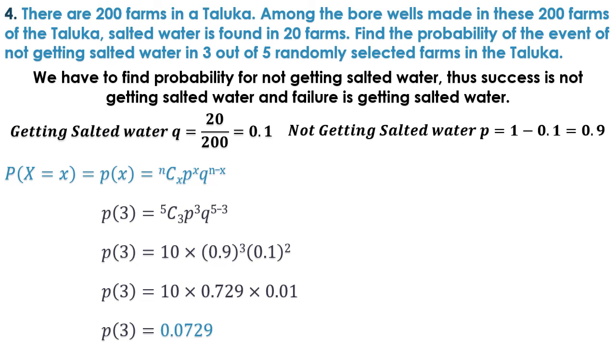Okay, the problem here, why this probability is so small, is that you are assuming that out of 5 selected farms you will get 2 farms with the salted water, and that probability is very small, and so that's the reason you get this small probability. Now moving on to the final question of this exercise and this tutorial and this chapter.